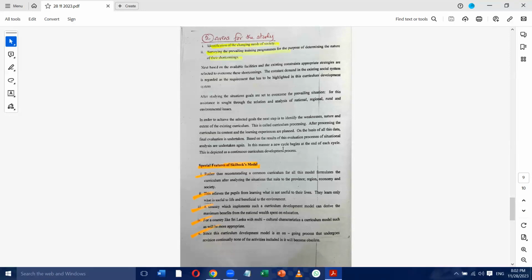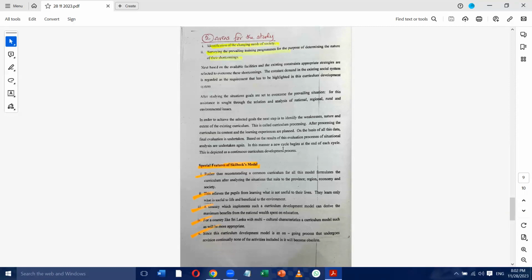Two, surveying the prevailing training programs for the purpose of determining the nature of their shortcomings. Again, there will be some other training programs going on or some other curriculum that they have already introduced. So again, you have to survey that curriculum, that sort of learning scenarios or training programs, for the purpose of determining the nature of the shortcomings. By analyzing that, or by undertaking a survey of those programs, you'll come to know the shortcomings. So you'll come to know where you are going to make the changes. Okay. Those are the two areas.